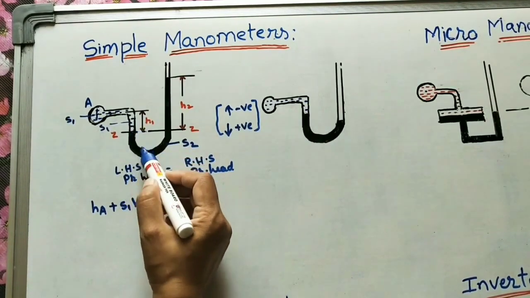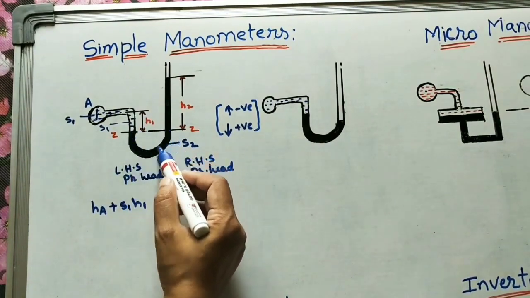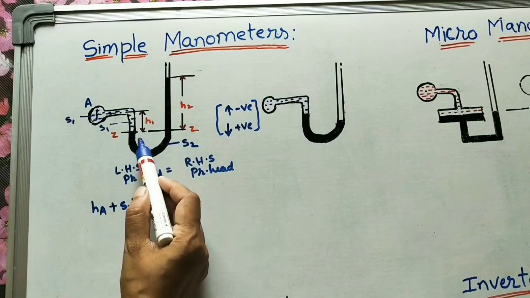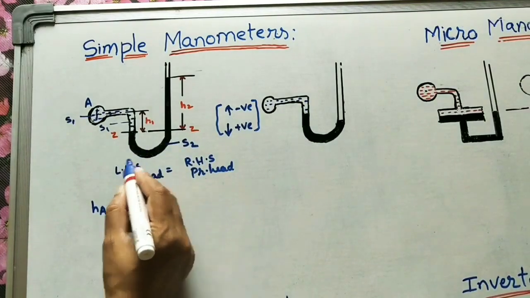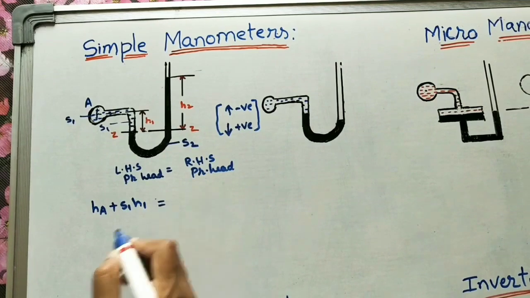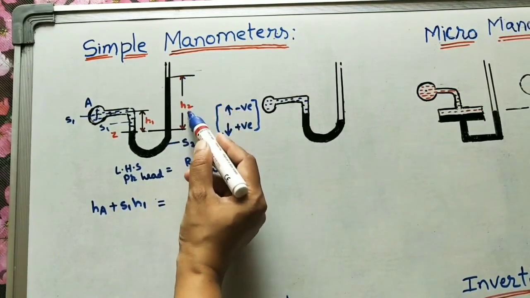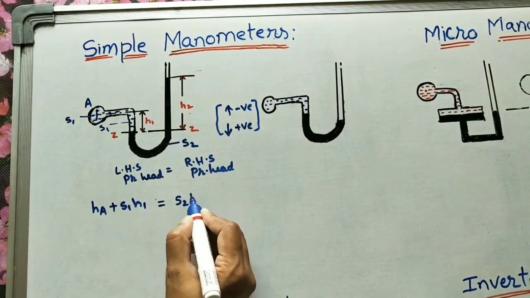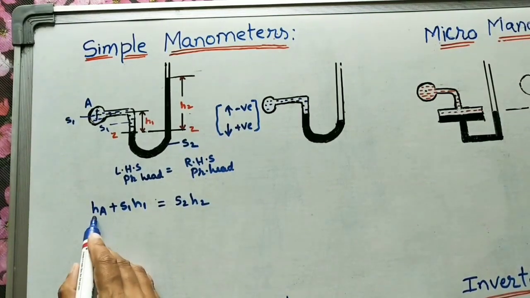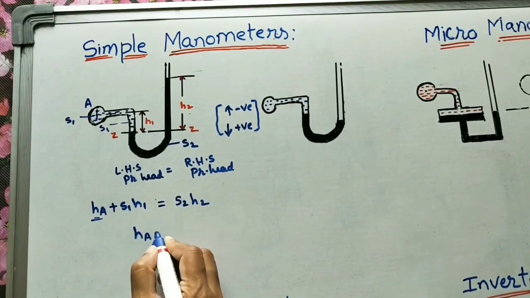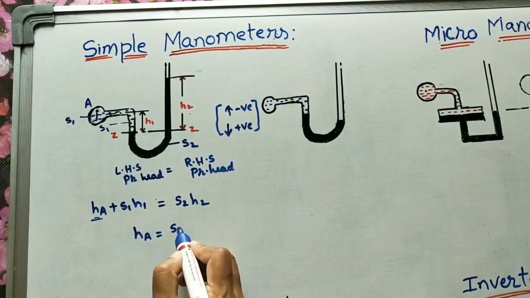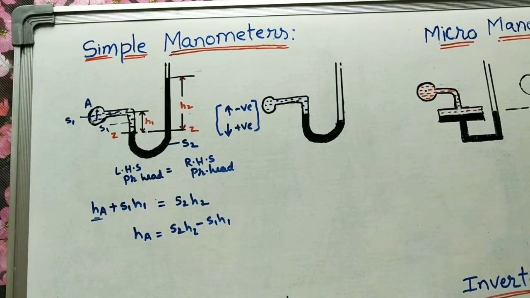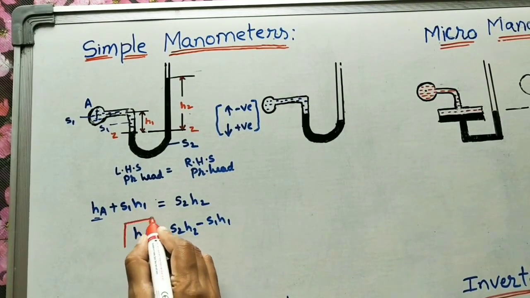Okay, so other heights are not there. For the symmetrical section we are not considering the formula, because whatever pressure is on this side, the same pressure is on this side also. So this and this will be cancelled. So the height on the left hand side is equal to the right side height H2. Because of that, what is the pressure head? Our main aim is to find HA, the height of water, or pressure head also we can call. HA equals S2 H2 minus S1 H1. So this is the pressure head in terms of meters.